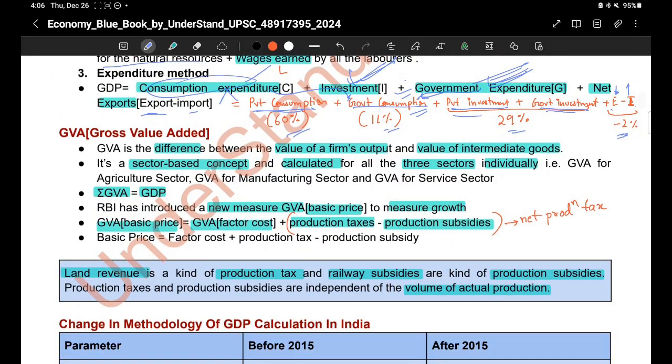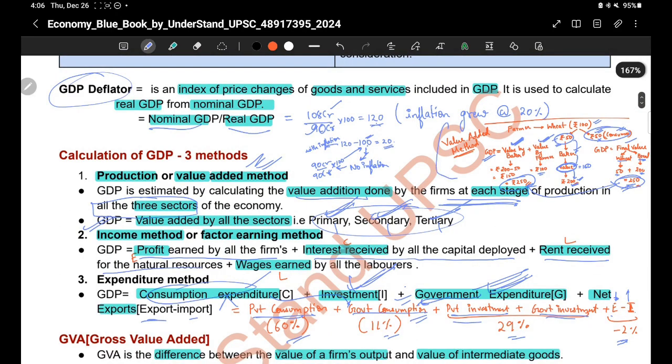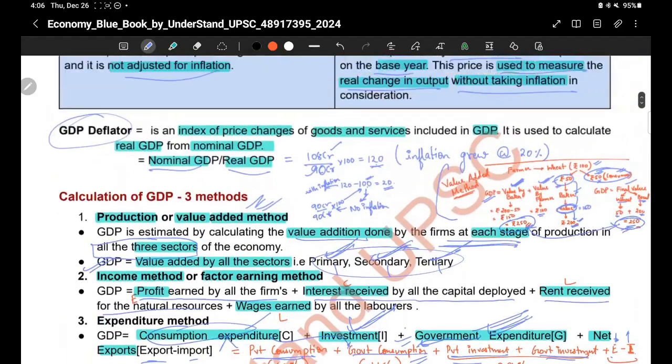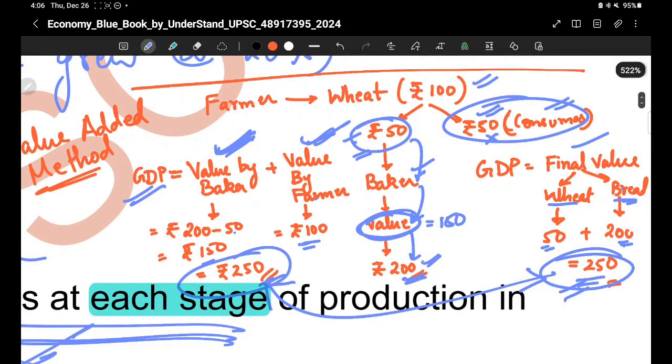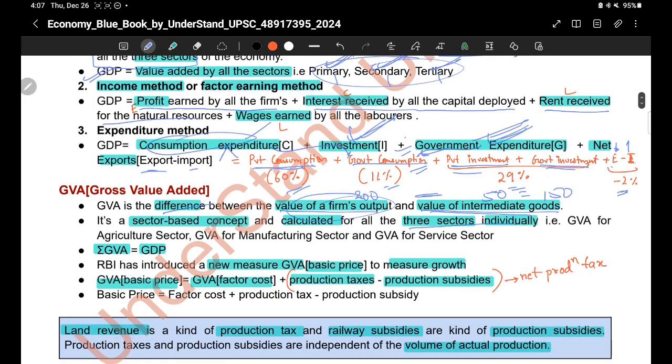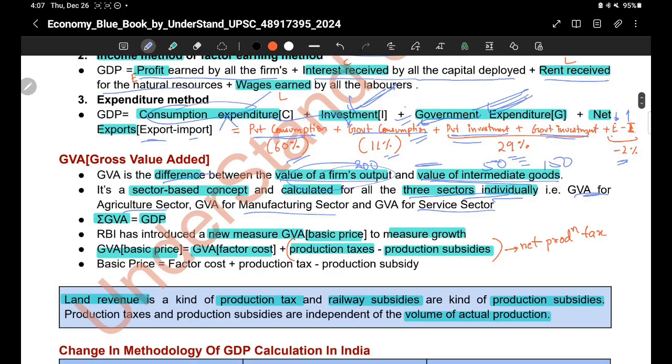Then GVA, gross value added, is the same thing we are doing, the value added method. I explained this with an example, but now we are just adding for all the three sectors. GVA is the difference between the value added of a firm's output and the value of intermediate goods. We did this here, no, where is that guy? Value added by Baker is how much? 200 minus 50, 150. The difference between the value of the firm's output, that is Baker output, 200, and the value of the intermediate goods, that is 50. So if you subtract, it is 150. It is a sector based concept and calculated for all the three sectors individually, that is GVA for the agricultural sector, manufacturing sector and service sector. We add all that and we get GDP.